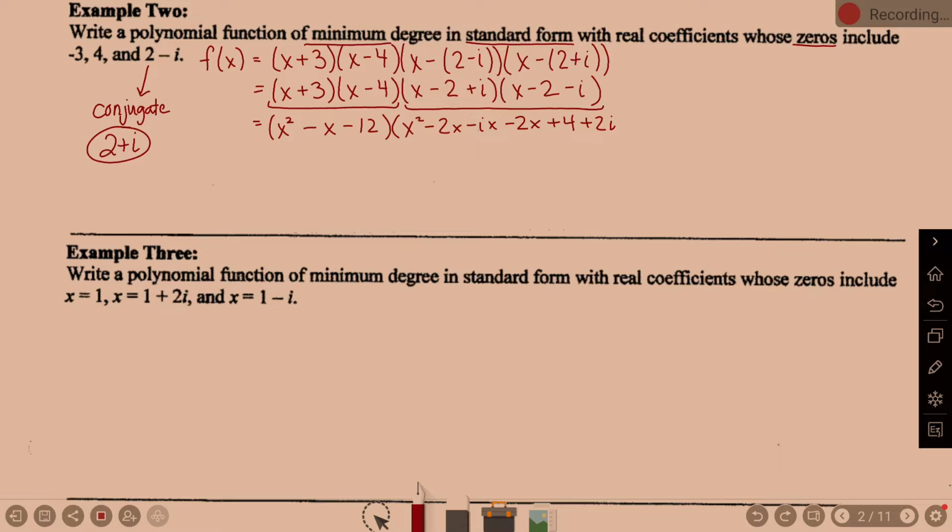And then I'm going to take this i in the first parenthesis and multiply it by everything in the other parenthesis. So i times x, plus ix. i times negative 2, minus 2i. And i times negative i, minus i squared. So if we've done this correctly, there should be 9 terms there.